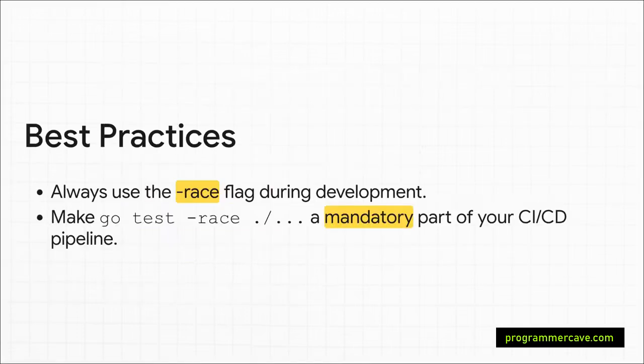Okay, so this is absolutely crucial. Using the race detector isn't just a neat trick for debugging. It is a professional best practice, period. You should be using the race flag all the time when you're developing. And even more importantly, go test -race needs to be a non-negotiable, mandatory step in your CI/CD pipeline.